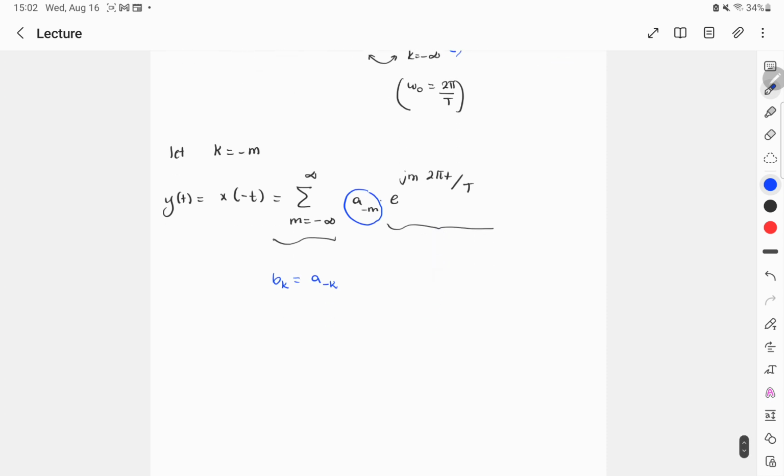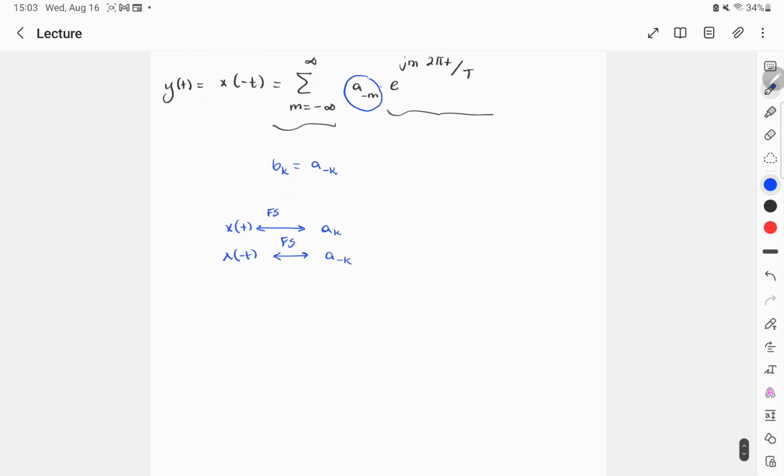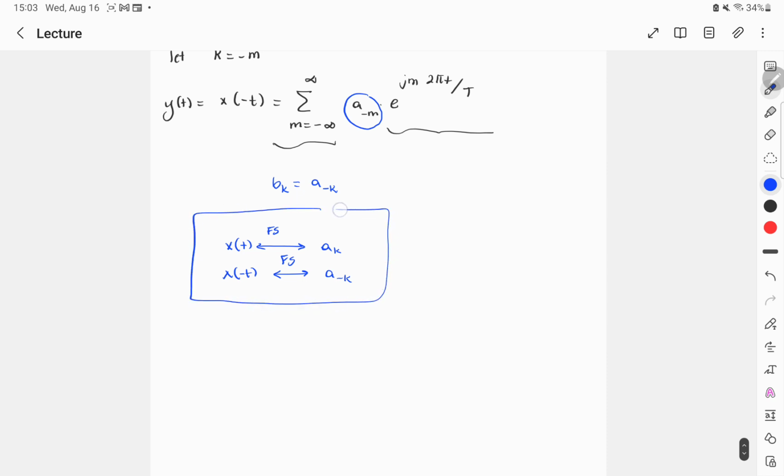So basically what we need to have as takeaway is that when we make time reversal, we just change the subscript of the coefficient. X of minus t gives us Fourier series coefficients a of minus k. And we have the Fourier series here. The Fourier series coefficients are like this. So this is the key takeaway that we need to take out from this part. In other words, time reversal applied to a continuous time signal means time reversal of the corresponding sequence of Fourier series coefficients.